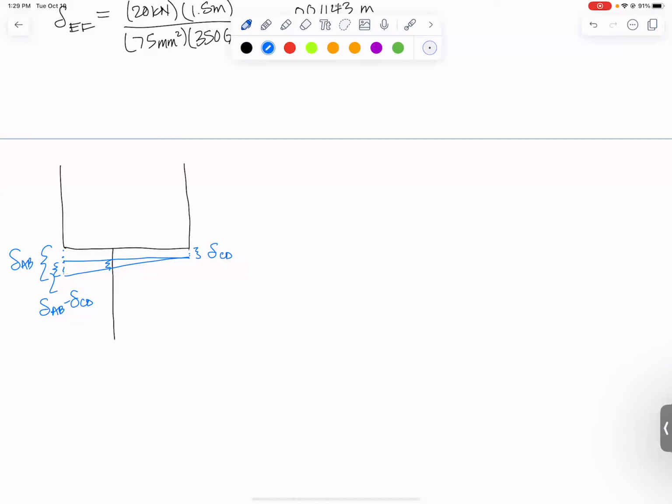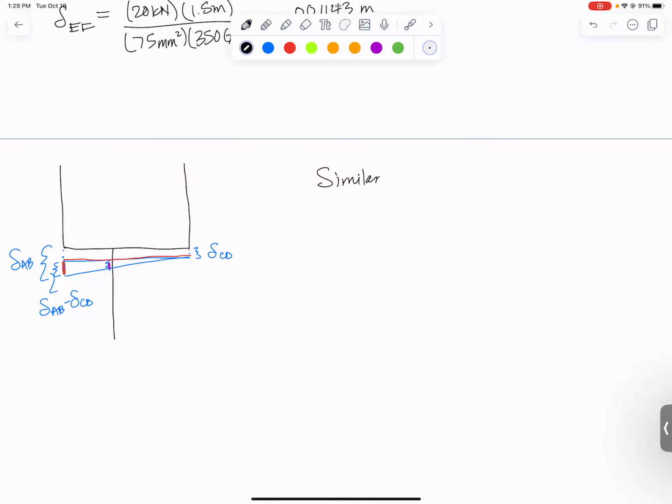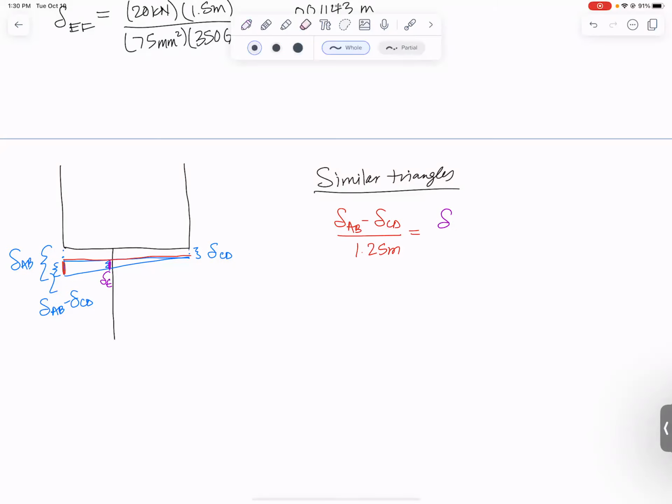You remember how to do similar triangles? Similar triangles say that this side is to this side as this side is to that side. So taking the red ones, here is our similar triangles. For the red ones, I would have delta AB minus delta CD over the whole length, which was 1.25 meters, equals the little purple delta E that I'm trying to find. Well, delta E would ideally be this whole amount right here. That would be delta E.